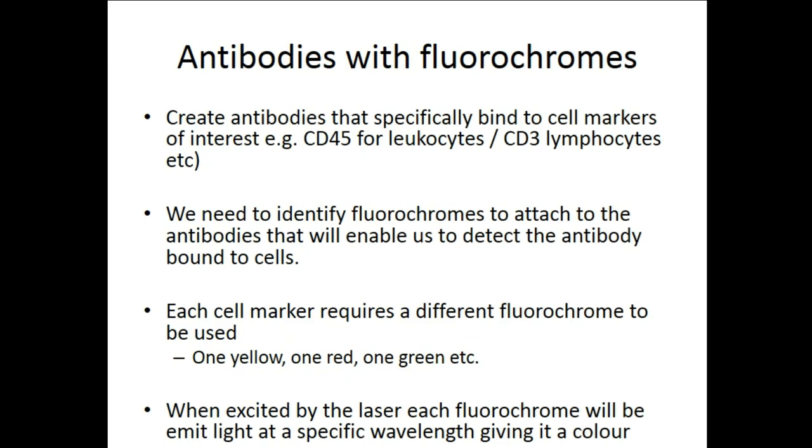So, the problem you have is, if you add antibodies to bind the CD45, you need a way to identify it. And the way we identify it is by adding a little fluorescent tag to the antibody. And these fluorescent tags are called fluorochromes. I'm going to take you through the principle of this process.